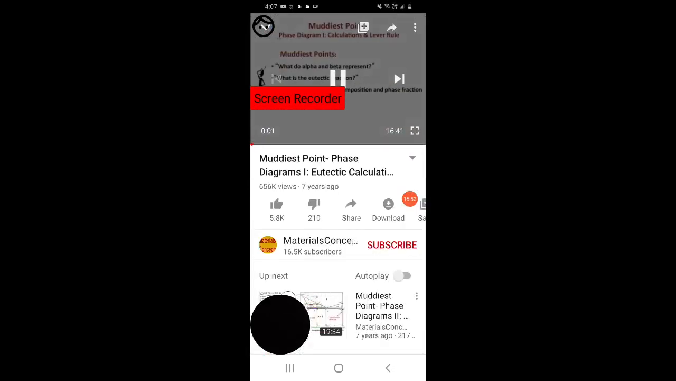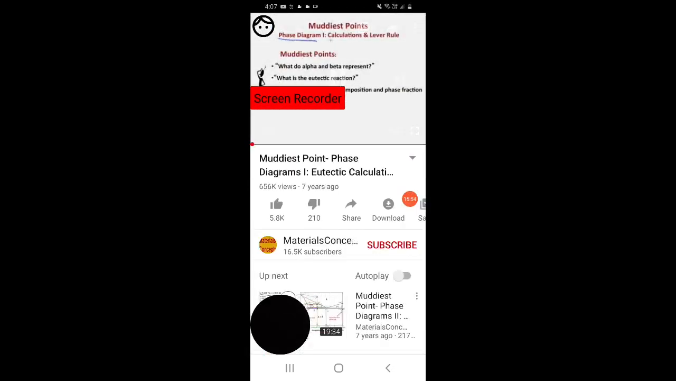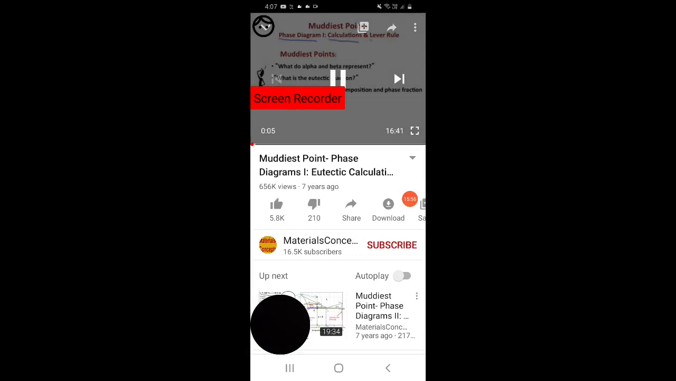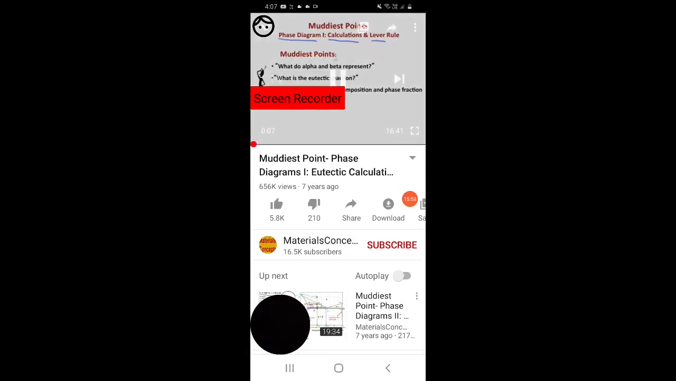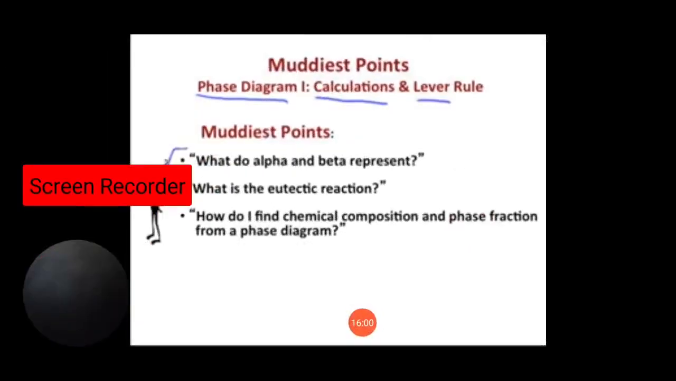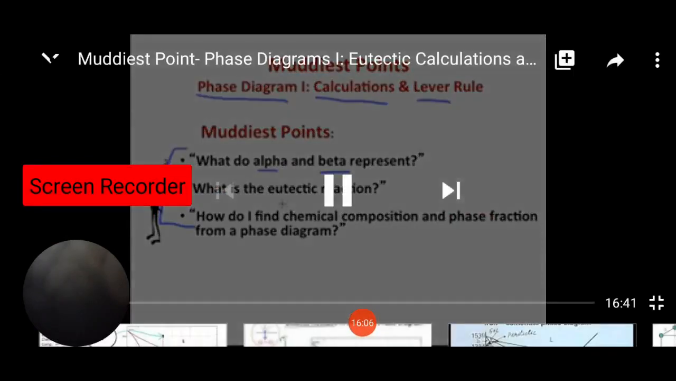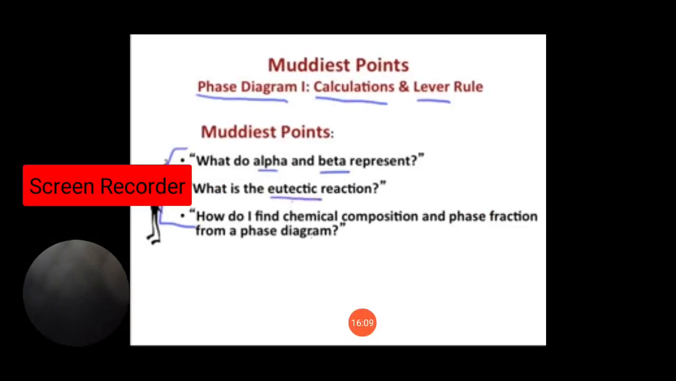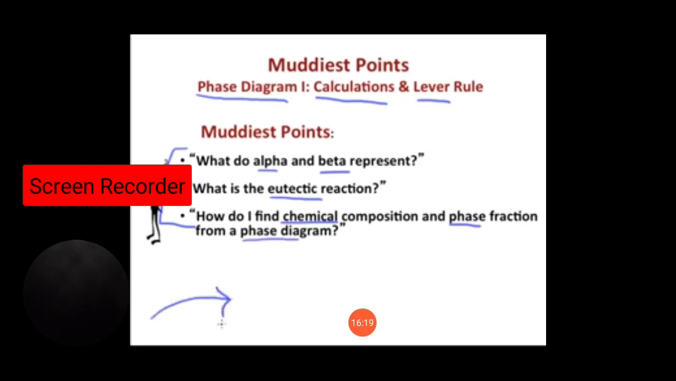Today's screencast is all about phase diagrams, specifically the calculations and lever rule associated with the phase diagrams. Here are some muddiest points collected from students, and in the screencast we will answer: what do alpha and beta represent? What is the eutectic reaction? And how do I find the chemical composition and phase fraction from a phase diagram? If there is a particular topic that you wish to see, there are some hyperlinks right down here. If not, let's get on with the video.